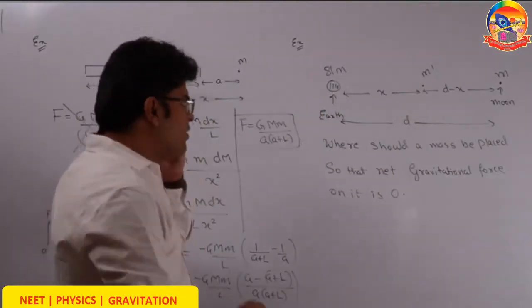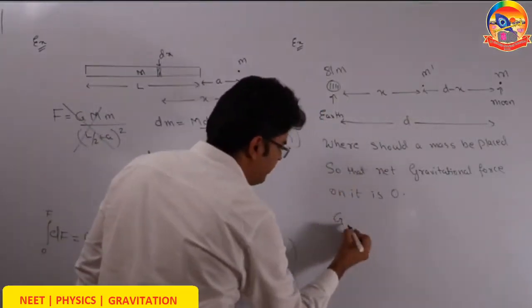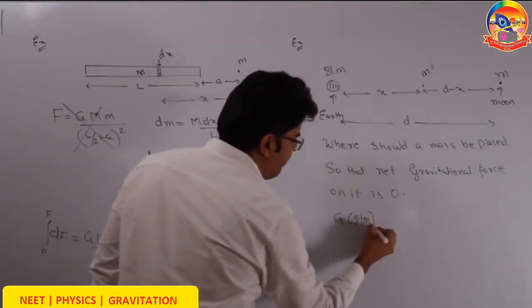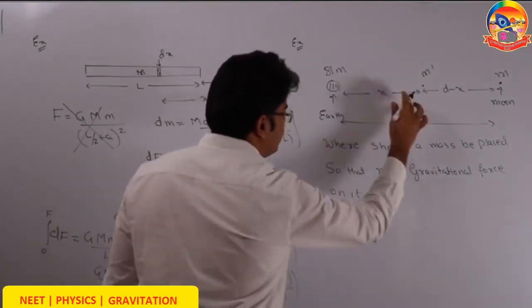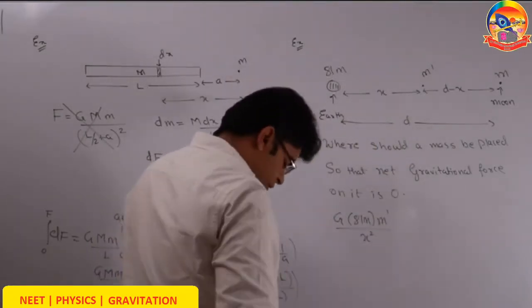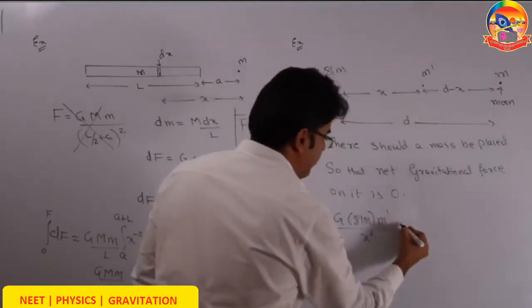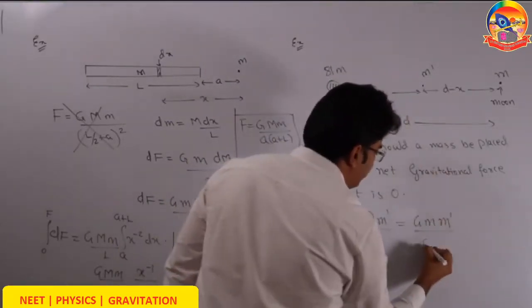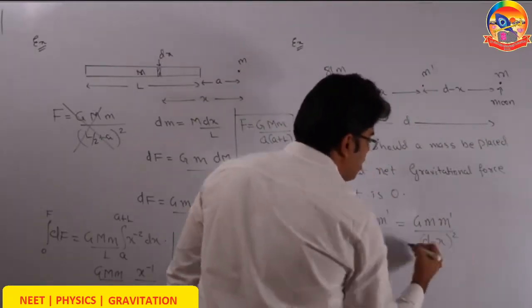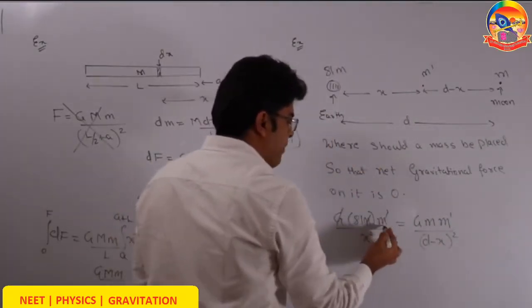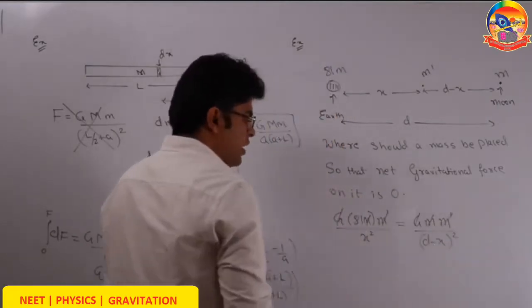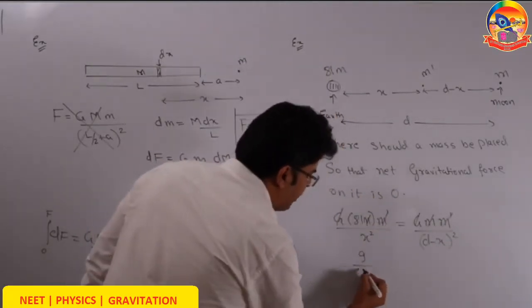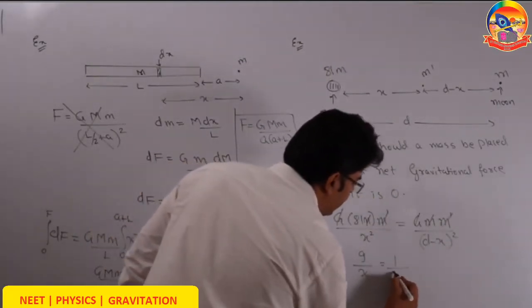The gravitational force due to earth will be G into mass of earth 81m into m dash upon separation whole square, x square. The gravitational force of moon will be G into mass of moon into mass of this particle m dash upon separation between them d minus x whole square. You can cancel out G m dash. Taking under root both the sides, you get 9 by x equals to 1 upon d minus x.